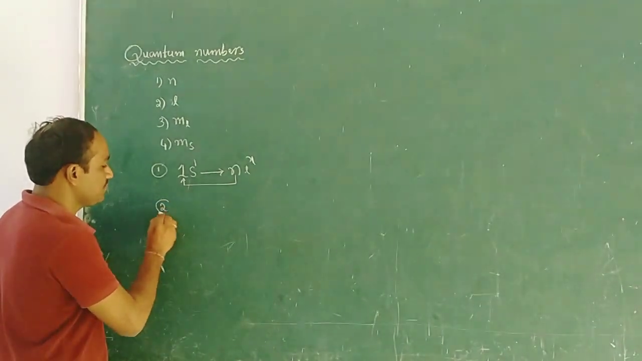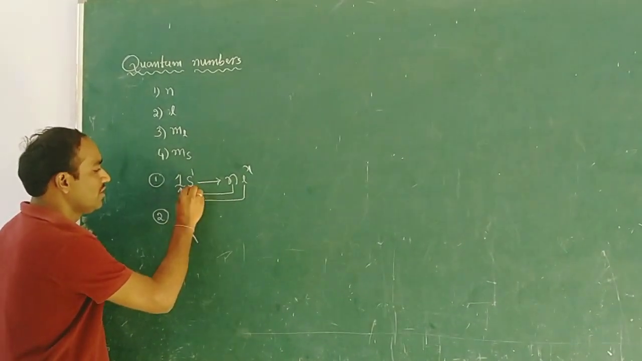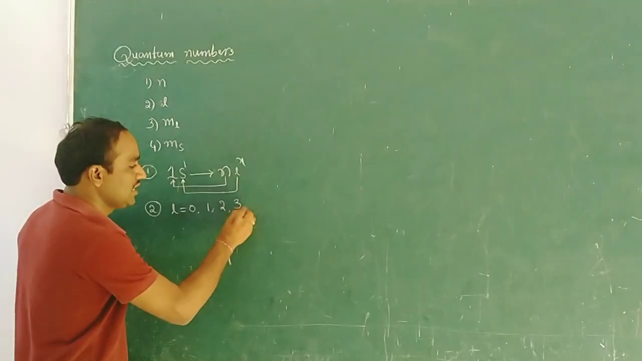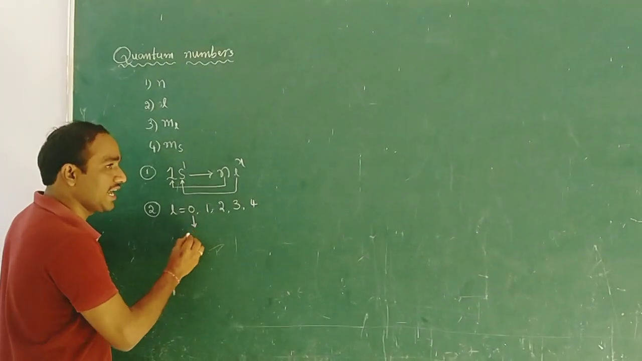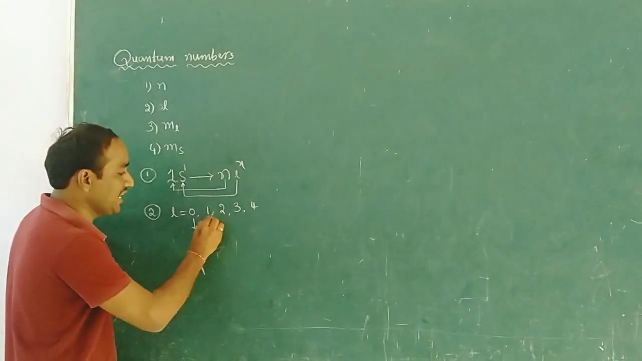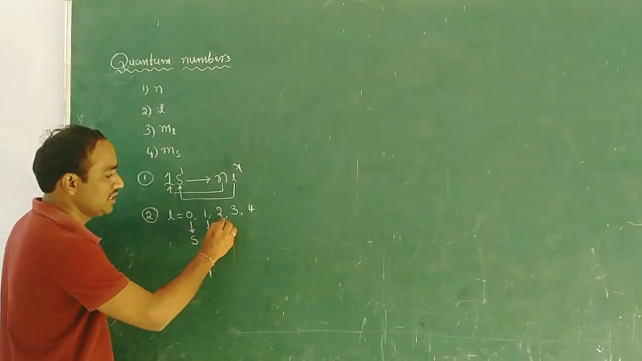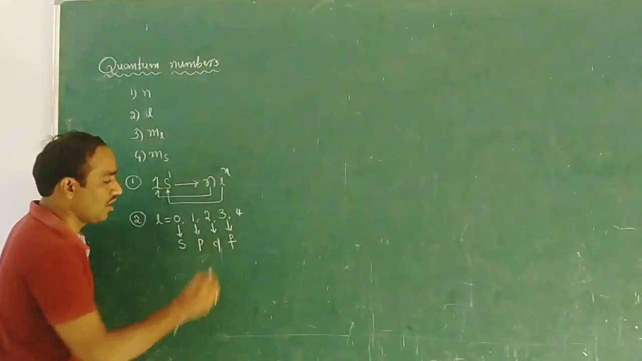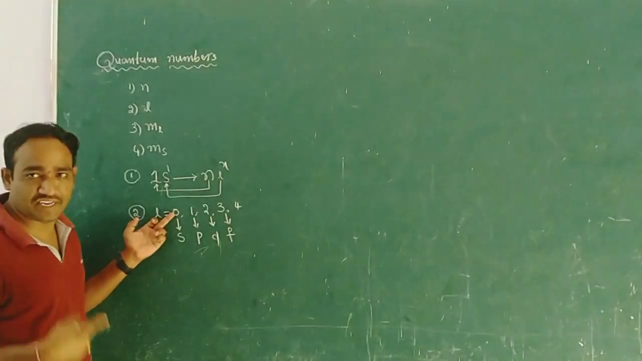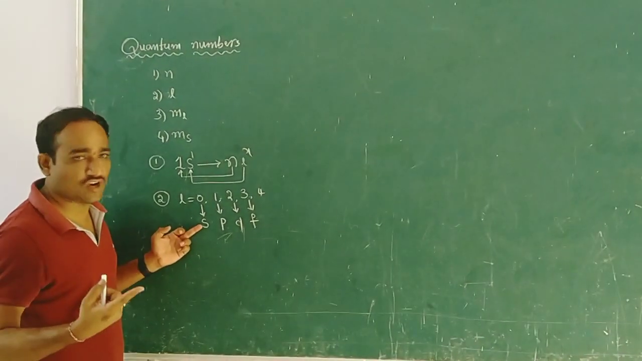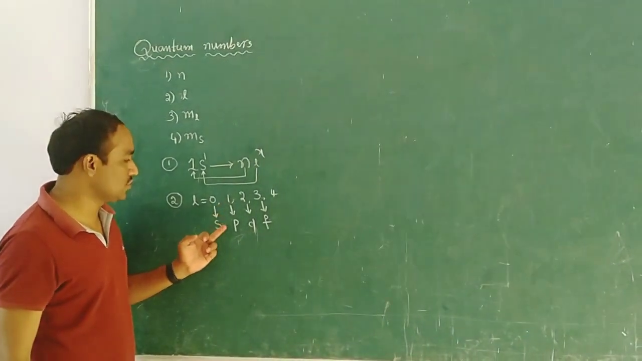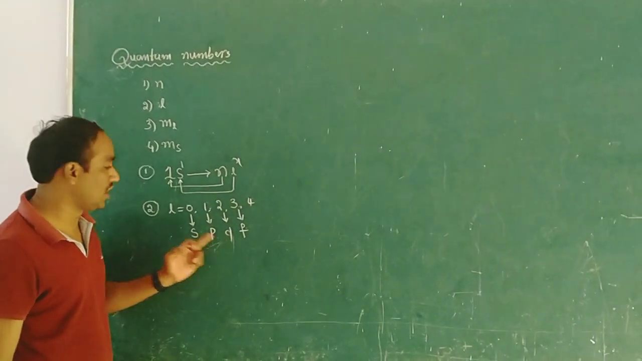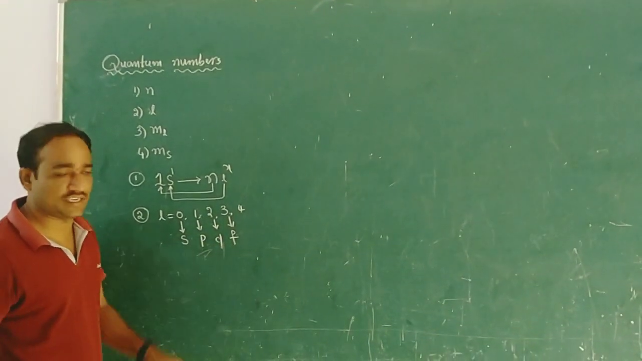And the second one is l. For example, l values are 0, 1, 2, 3, 4. So 0 indicates s orbitals, 1 indicates p orbitals, 2 indicates d orbitals, and 3 indicates f orbitals. Means if the l value is 0, that is an s orbital. L value 1 indicates p. L value 2 indicates d orbital. If l value is 3, it indicates f.